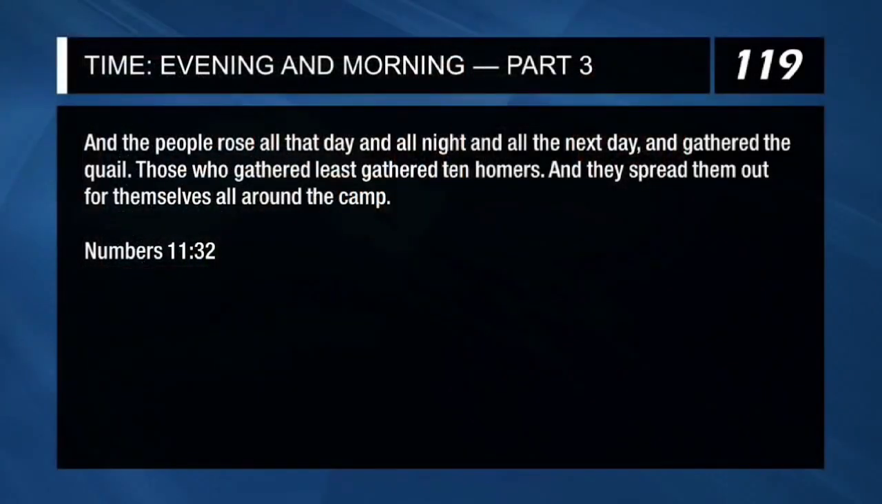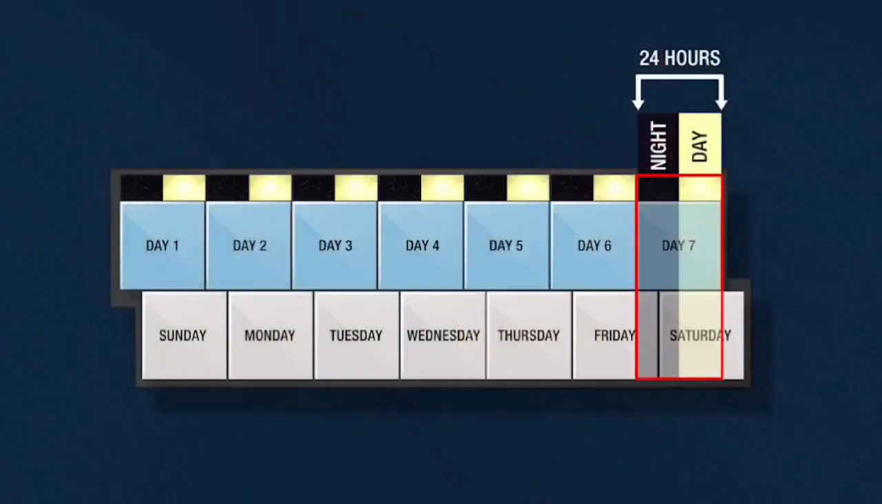Numbers 11, verse 32. And the people rose all that day and all night, and all the next day, and gathered the quail. Those who gathered least gathered 10 omers, and they spread them out for themselves all around the camp. Sometimes it is attempted here to connect the first day with the first night, as one complete Hebraic 24 hours. Day and night are opposites, and when contrasted against each other, it is speaking of 12-hour periods.